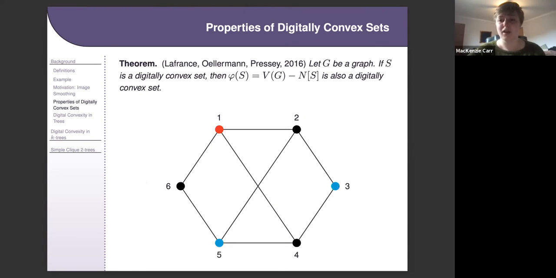So for example, in our original example, we found that 1 was a digitally convex set all on its own. And if we take the entire vertex set and remove the neighborhood of 1, we're going to be left with just the vertices 3 and 5. So those form another digitally convex set in this graph here.